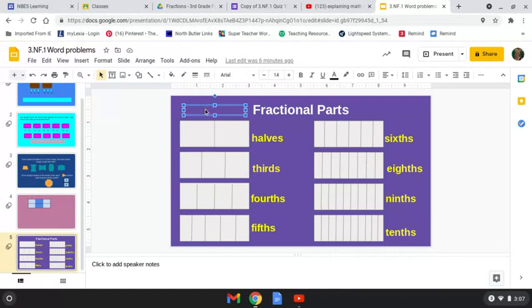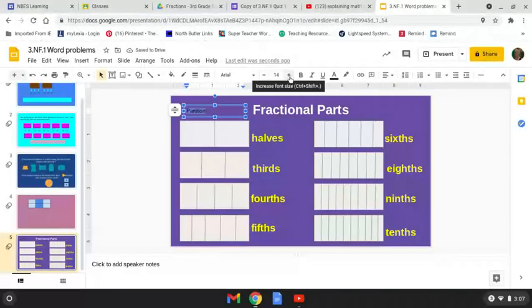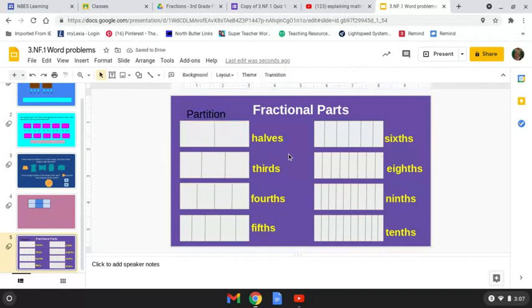One word that I wanted you to be familiar with, and I'm just going to type it right here, is partition. Okay. That's just splitting those pieces up equally. Okay. Let me make that bigger where you can see it. Partition. And that's what we did here. Okay.